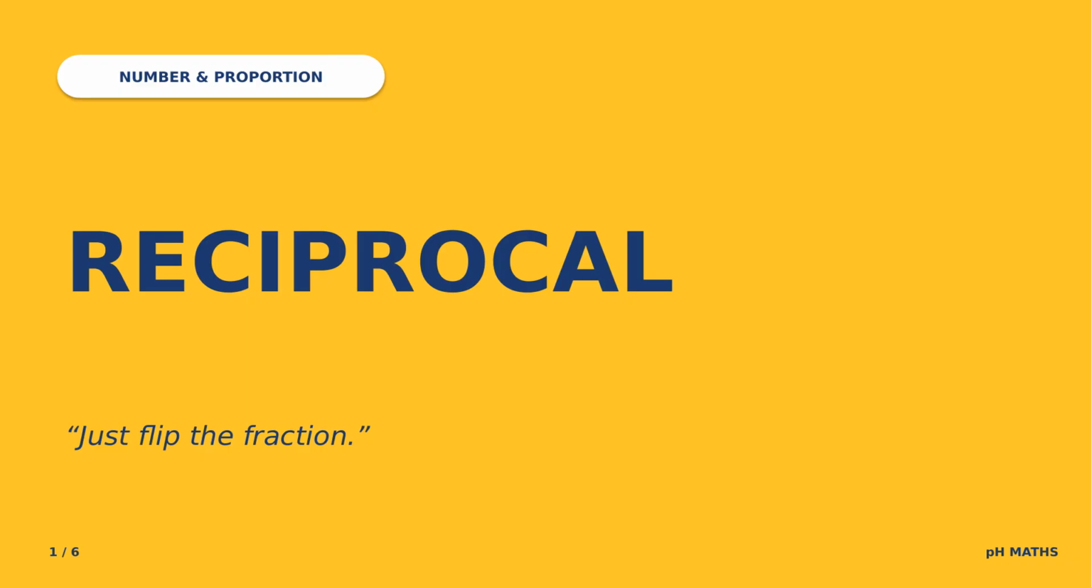Today's explainer is the reciprocal. Just flip the fraction. By the end of this, you'll know what a reciprocal really is, why multiplying a number by its reciprocal always gives 1, and the one mistake students make about signs.